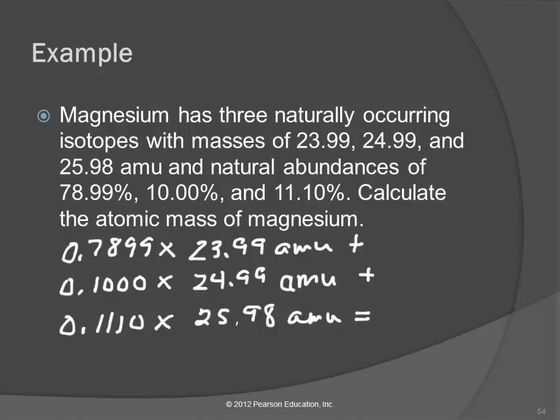So 0.7899 times 23.99 plus 0.100, if you want to put those zeros in, times 24.99 plus 0.1110 times 25.98 equals, and my calculator is telling me 24.332481 atomic mass units. Of course, that's a ridiculous number of significant figures.